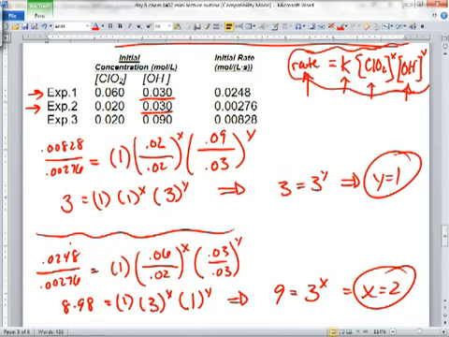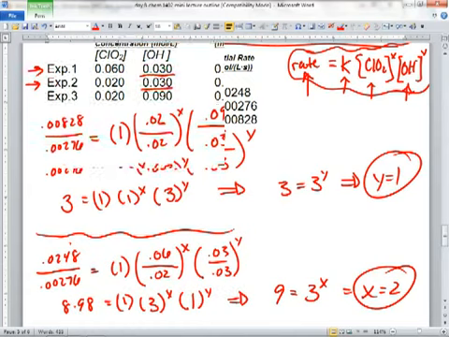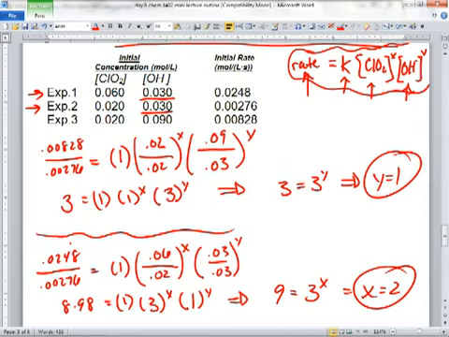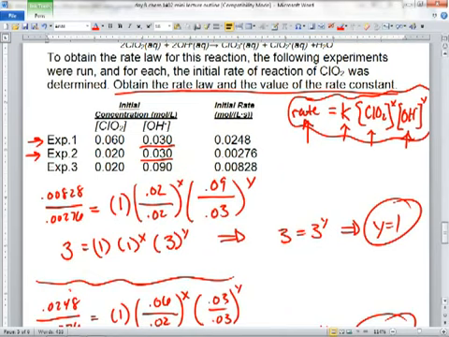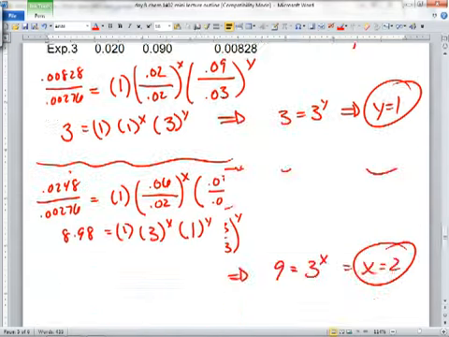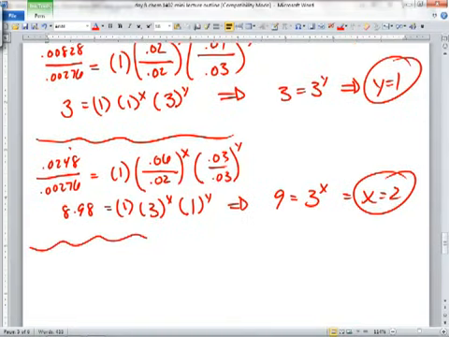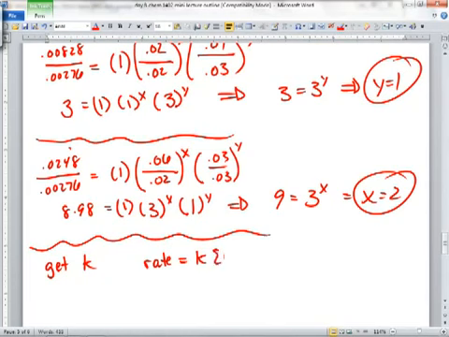Okay. Now we got to get the k. Notice the question. They want us to obtain the rate law and the value of the rate constant. So if they say obtain the rate law, that means this thing right here. You got to know what k is, and x and y. Okay. So let's get k. Now remember what our rate law is so far. Our rate law is rate equals k[ClO2]^x[OH-]^y. Now we know x is 2, and we know y is 1. So this is where we're at so far. We got to get our k.